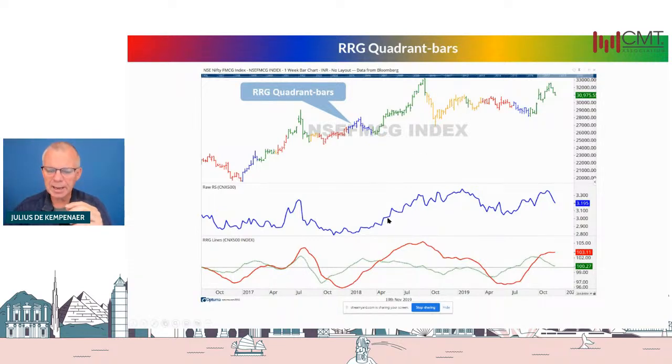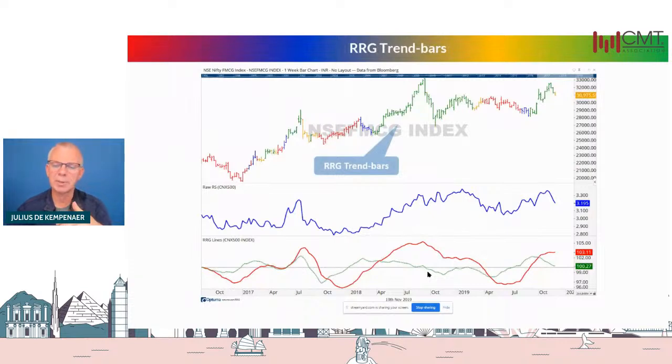If you look at the actual trend in the relative strength line, that's still pretty good. And the RRG Trend Bars try to detect when it's a very strong trend and the rotation is only temporary and it goes back to leading, or the rotation is actually going from leading into lagging. That's where they become trend bars.